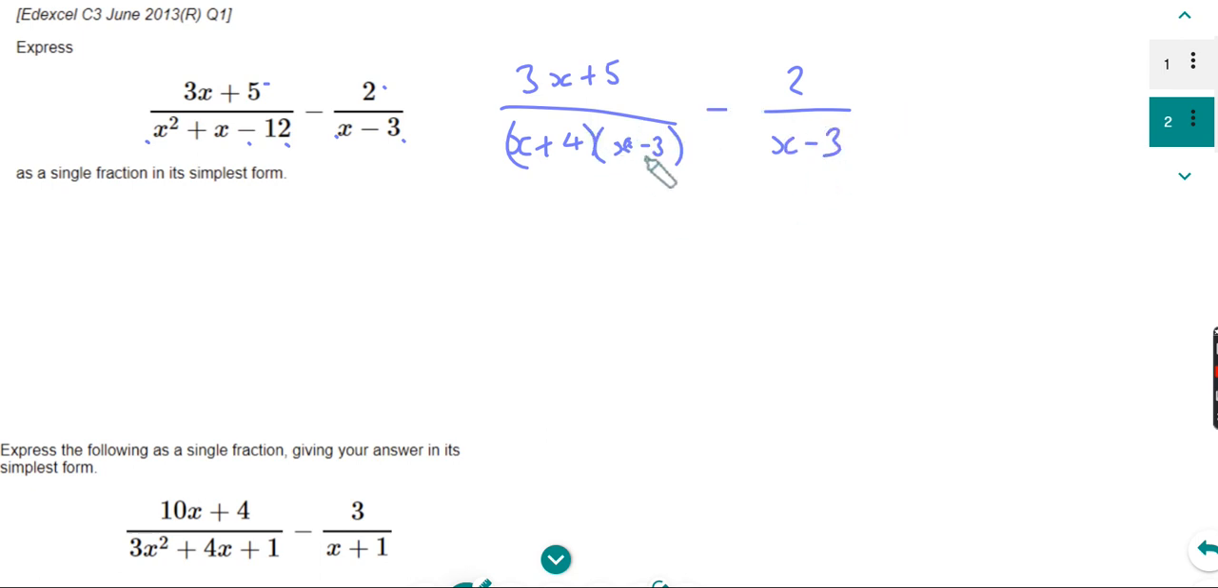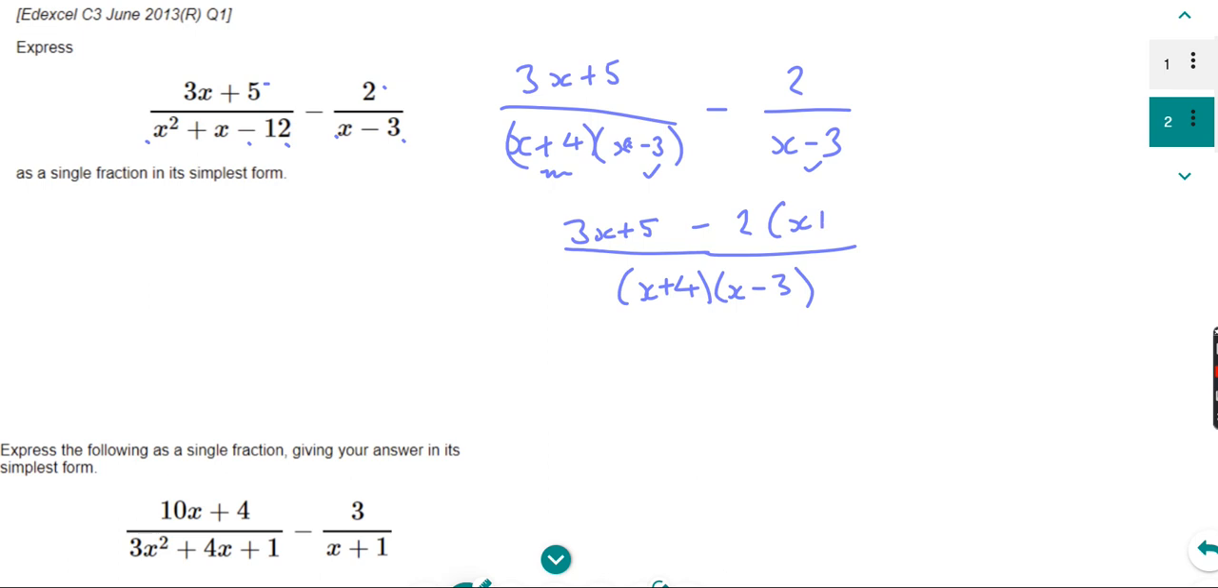Okay, it's already got the x minus 3, it's already got the x minus 3, it needs the x plus 4. So 3x plus 5 over, and let's do this as one big fraction, x plus 4, x minus 3, the negative sign carried over. The 2 needs an x plus 4. Okay, don't forget, we're going to apply the 2 and then do the negatives if you want to think of it that way.